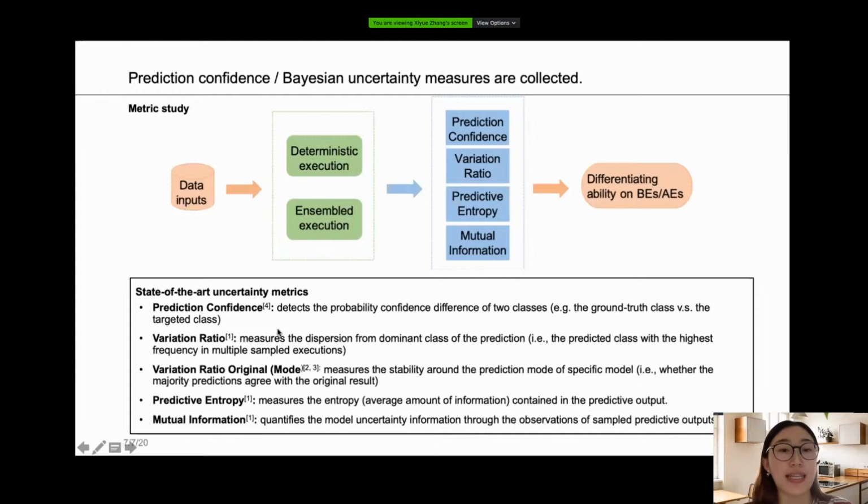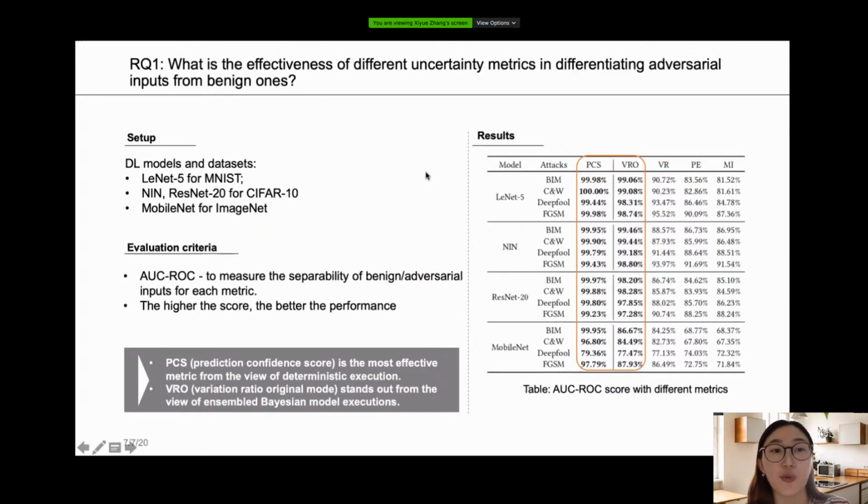For the metric study, we collect the prediction confidence based on uncertainty measures, including the probability confidence difference, version ratio, entropy, and mutual information. Then we evaluate their ability in differentiating benign and adversarial examples. Here comes the first research question about the effectiveness of different uncertainty metrics. We use the AUROC score to measure the separation ability for each metric. The results on 3 datasets across 4 model architectures show that prediction confidence score and the version ratio have the best performance from the perspective of deterministic execution and the Bayesian ensemble execution.